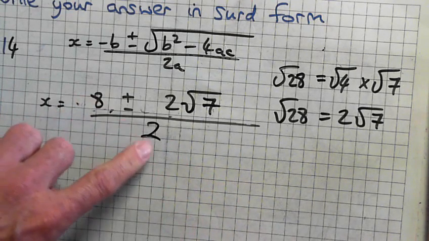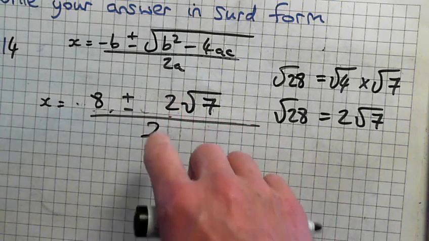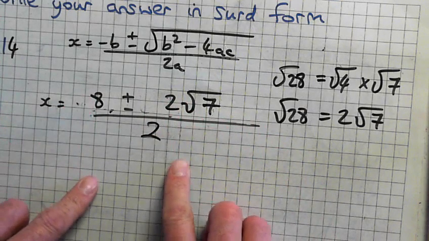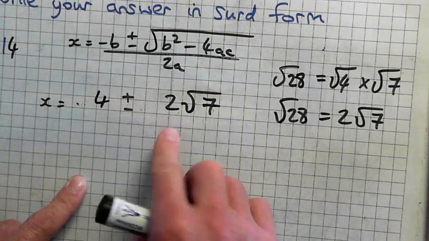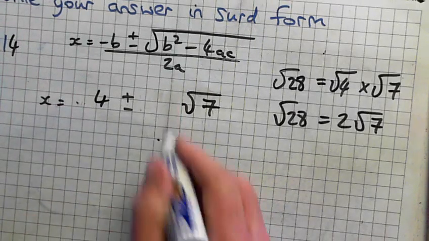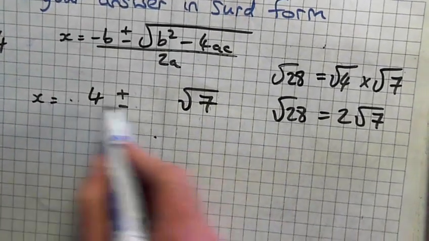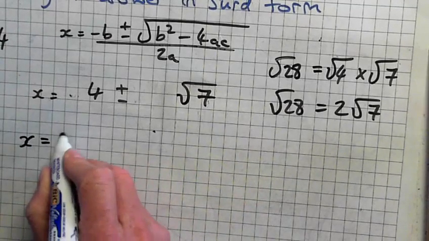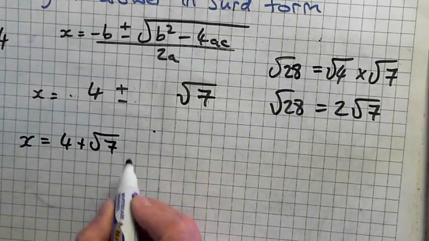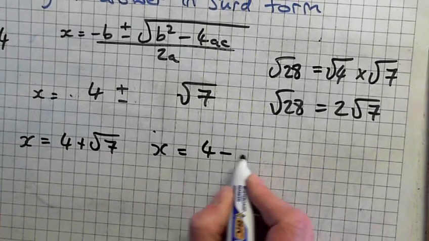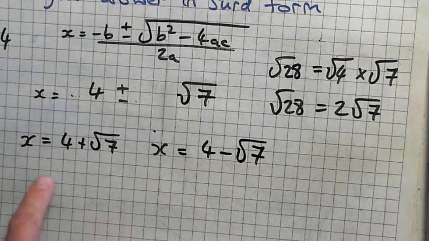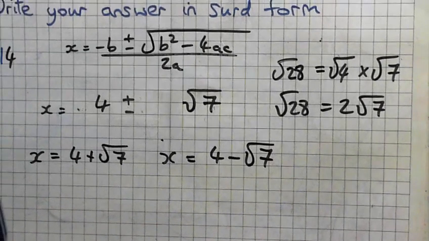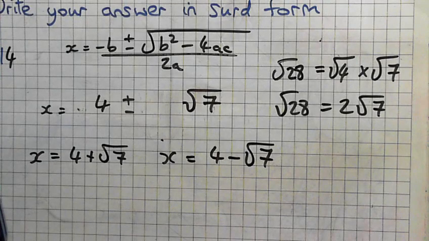This is 8 over 2, and this is also 2 over 2. So 2 divided into 8 goes 4 times. 2 divided into 2 goes once. So that's 1 times that. We have two answers. X is equal to 4 plus root 7, and X is equal to 4 minus root 7. You can key that into your calculator and get the really long answers if you wish. Do you understand that and the steps? I've recorded them now.